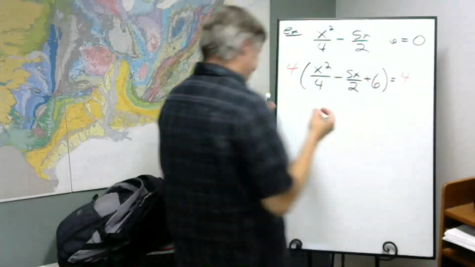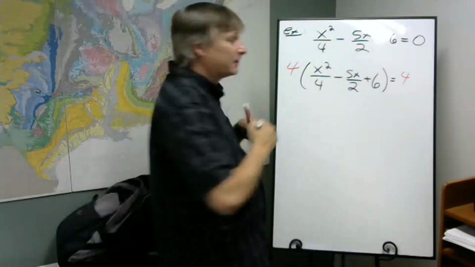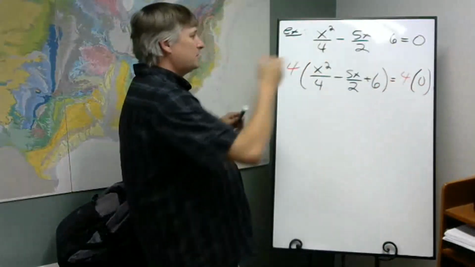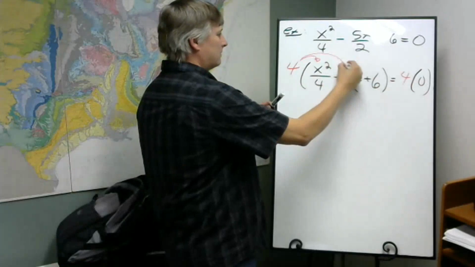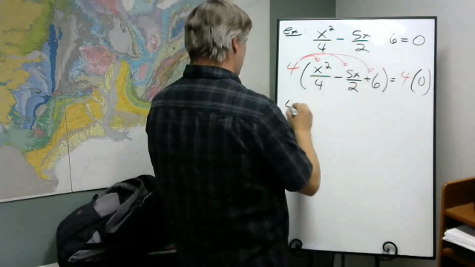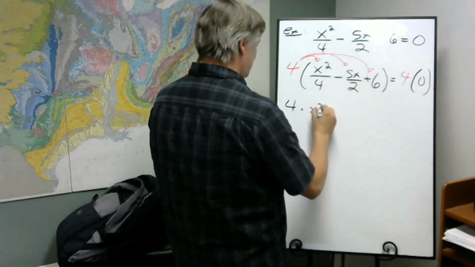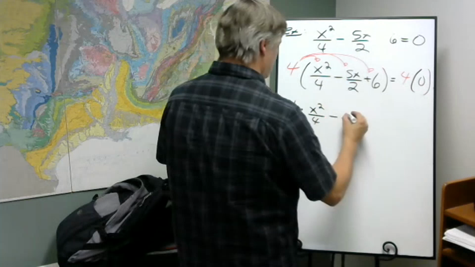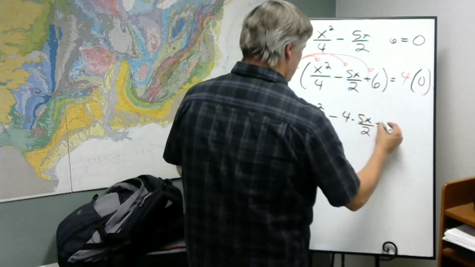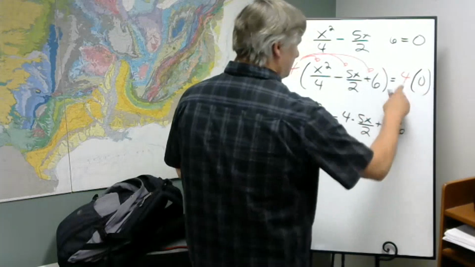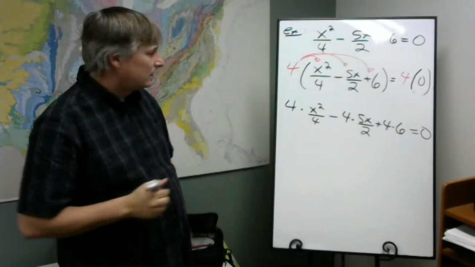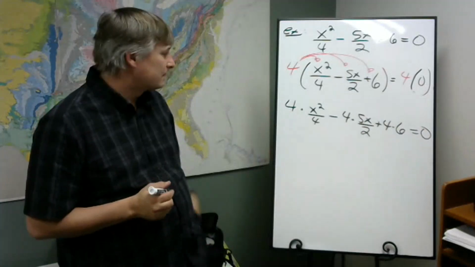Now on this other side, it's pretty simple, 4 times 0. So we'll distribute this 4. Then 4 times 0 is equal to 0. So now we're going to do our divisions.